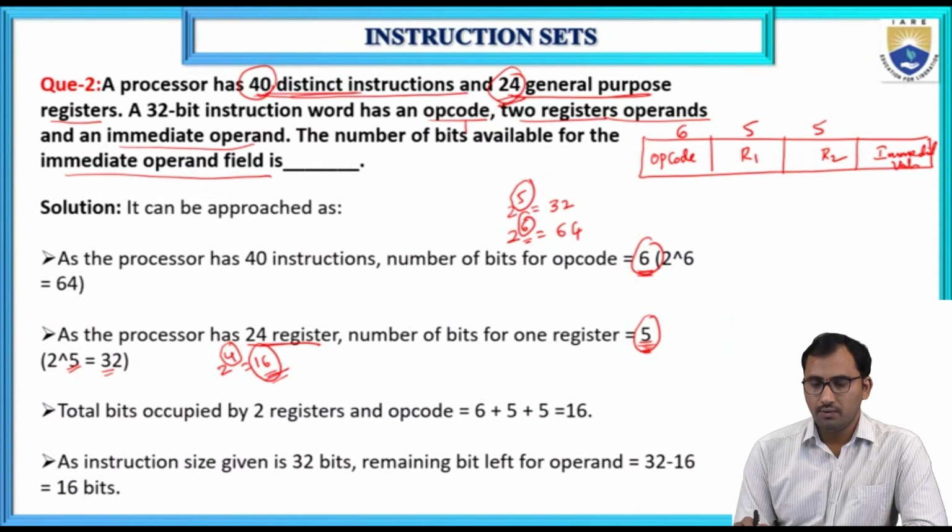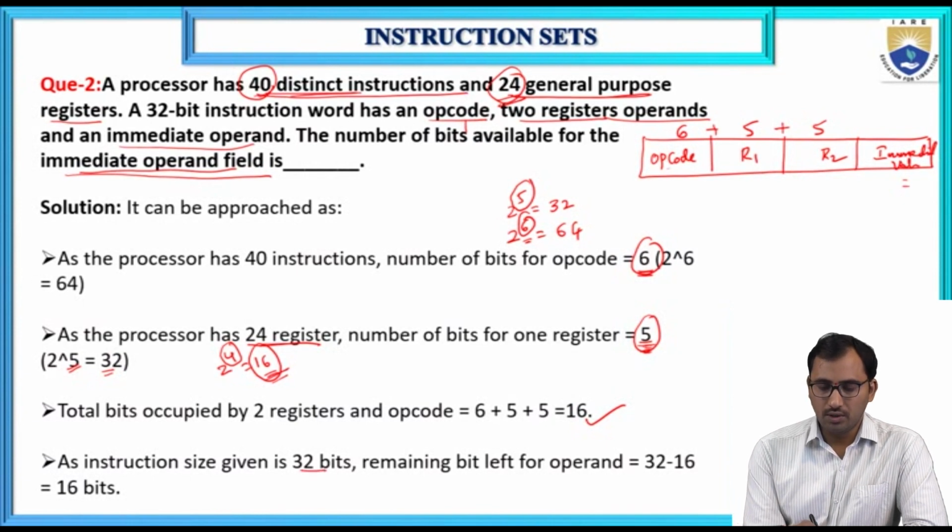Okay, so we need to calculate the number of bits for the immediate operand field. For this, we add the opcode bits to the register operand fields, so 6 plus 5 plus 5. So total 16.